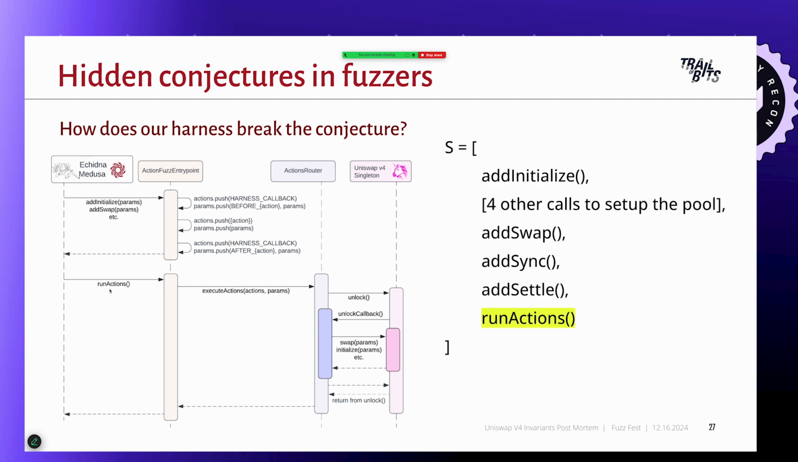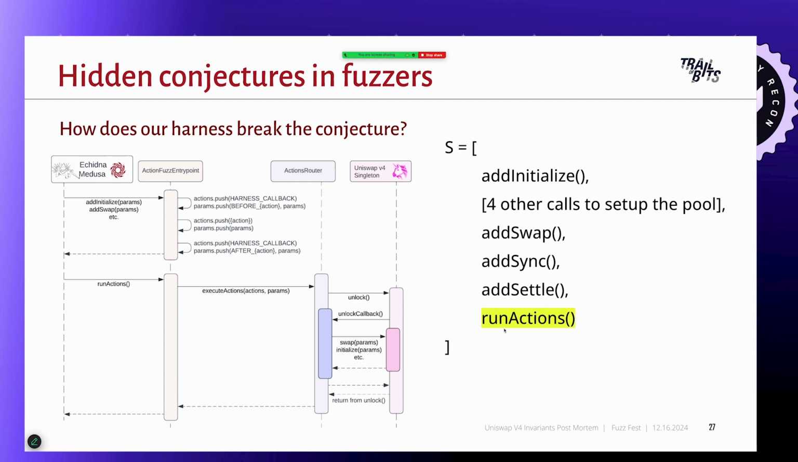So let's talk about how the fuzzer would theoretically figure out how to do a swap. Well, it'd have to call add initialize, a bunch of stuff to set up the pool, add swap, add sync, add settle. There's actually a lot of calls it takes to Uniswap to set up a pair, do a swap, and settle everything out. And at the end, you still have to call run actions. If you got everything right here and you didn't call run actions, it's not going to work.